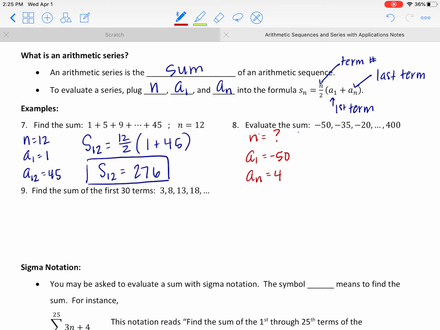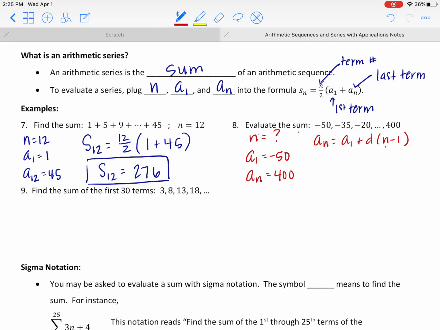I do know the first number on the list is negative 50, and I do know the last number on the list is 400, but I don't know what n is, so I'm going to leave it a sub n. Now again, if we wanted to complete the list, that'd be a long way about going about this process, but we could do that. However, we have a formula we looked at on the front that could help us figure this out.